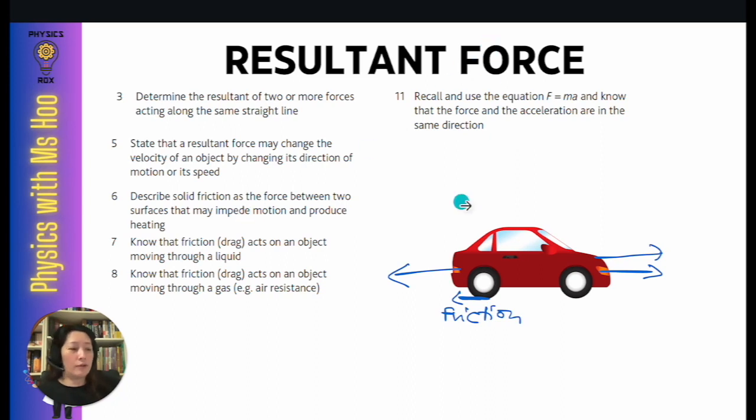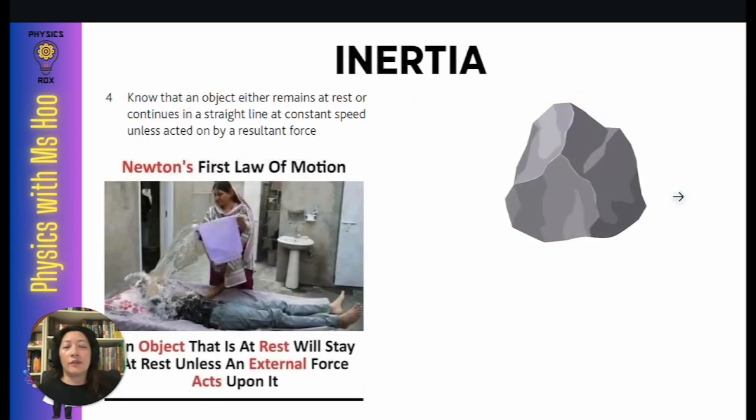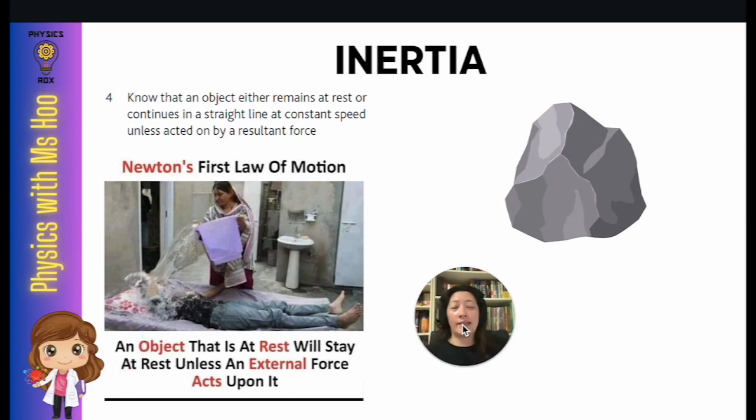And of course, you also need to know how to use this formula, F equals ma, to show that the force and acceleration are in the same direction. You need to be aware about inertia, where an object either remains at rest or continues moving in a straight line at a constant speed unless acted upon by a resultant force. And here's just a funny meme for you to remember inertia. Inertia is actually explained using Newton's first law of motion. So there's not much you really need to know about this. You just need to know about the property of an object in this way.